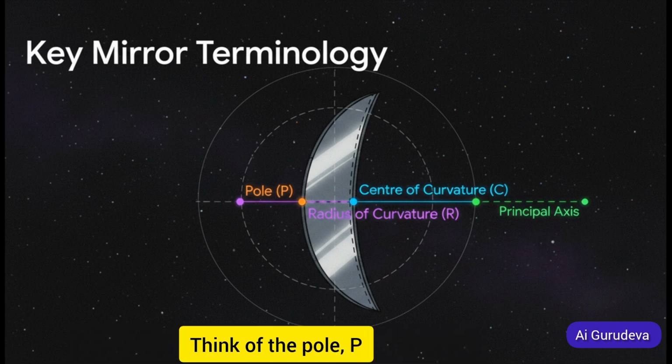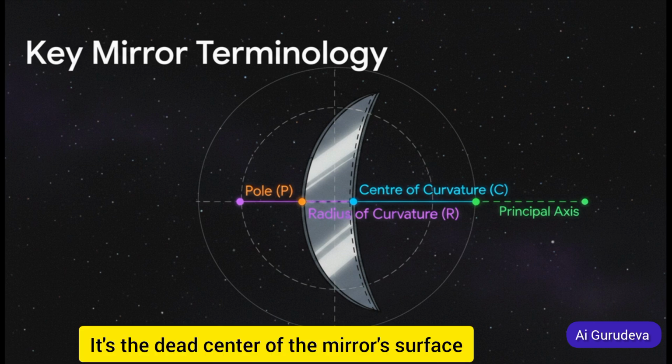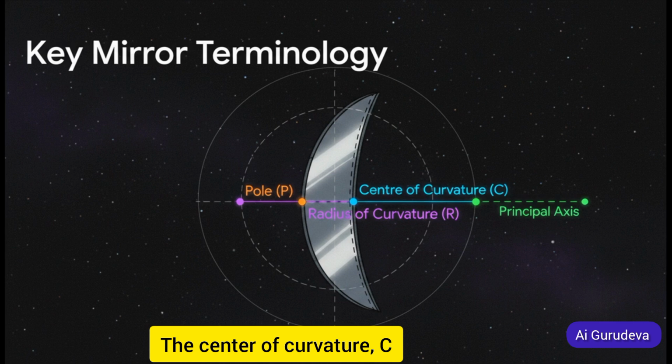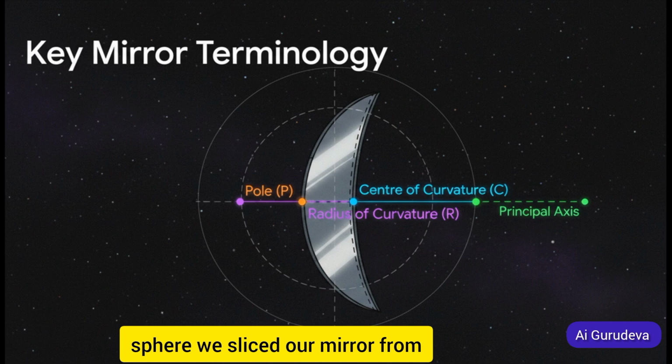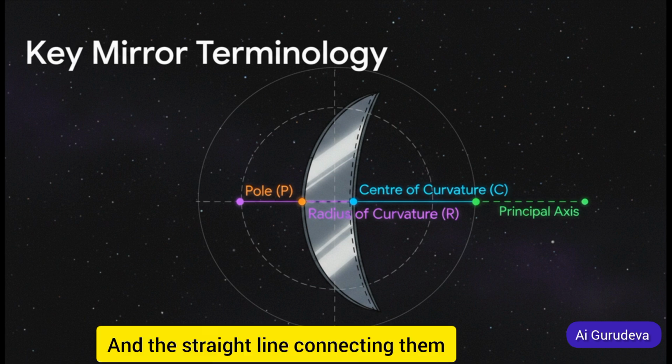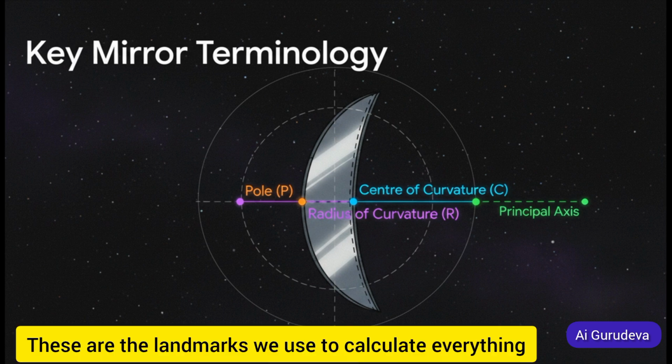Think of the pole, P, as the "you are here" sticker. It's the dead center of the mirror's surface. The center of curvature, C, that's the original center point of the giant sphere we sliced our mirror from. And the straight line connecting them? That's our main highway, the principal axis. These are the landmarks we use to calculate everything.